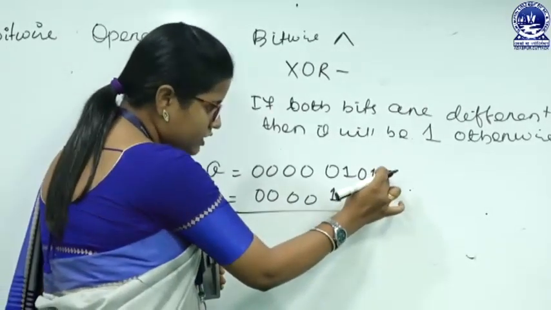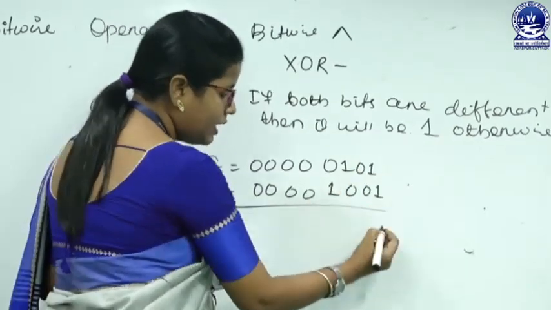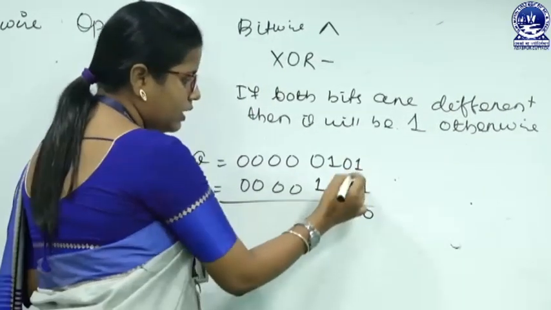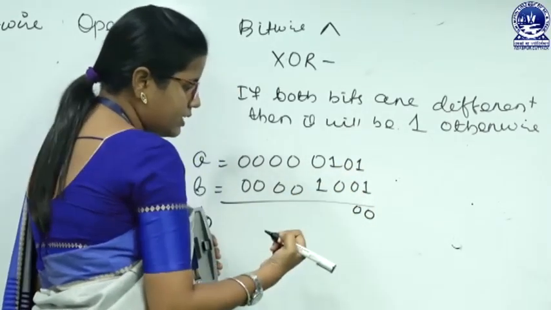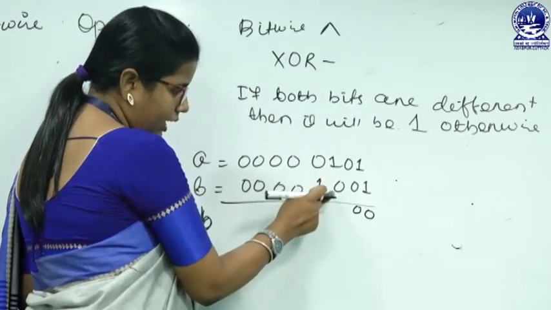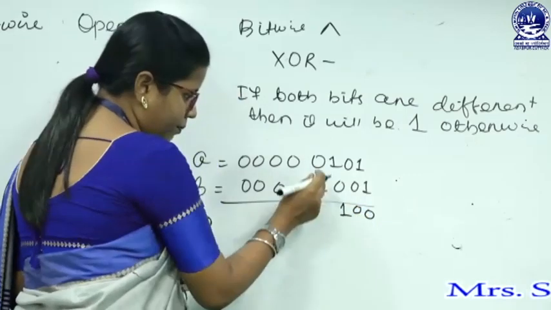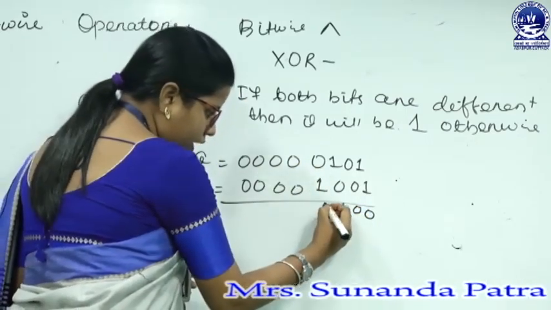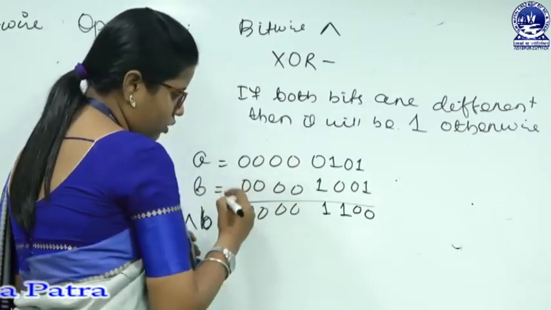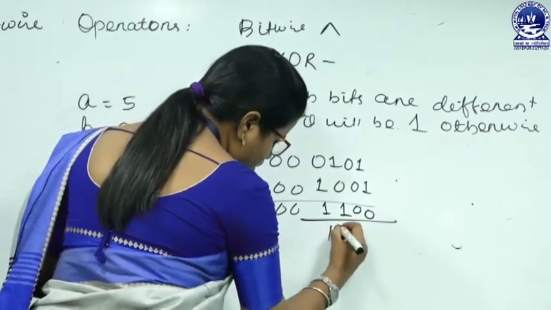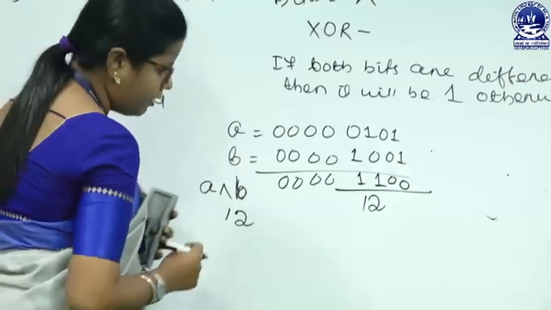Here the first bit is 1 and the second bit is 1, that means both bits are same, then it will result as 0. Here also the two bits are 0, then it will result as 0. Next, this is 1 and this is 0, so both bits are different, then it will be 1. This is 0 and this is 1, both are different, it will also be 1. The rest are 0 0 0 0. So this is equivalent to 12. So A XOR B will be 12.